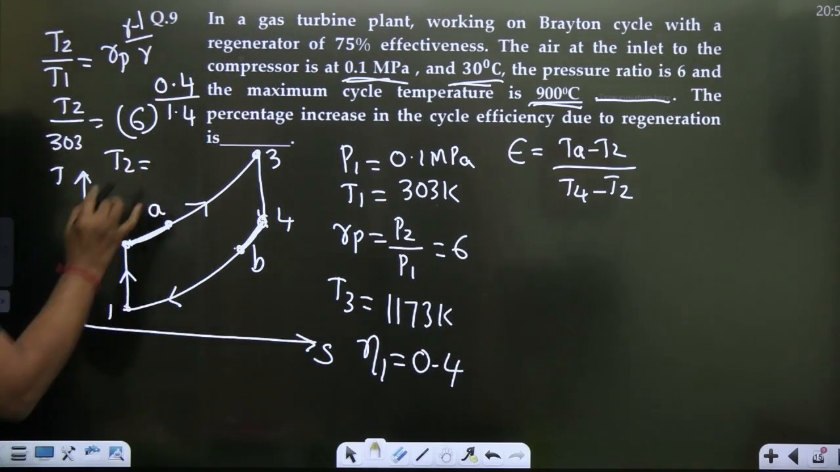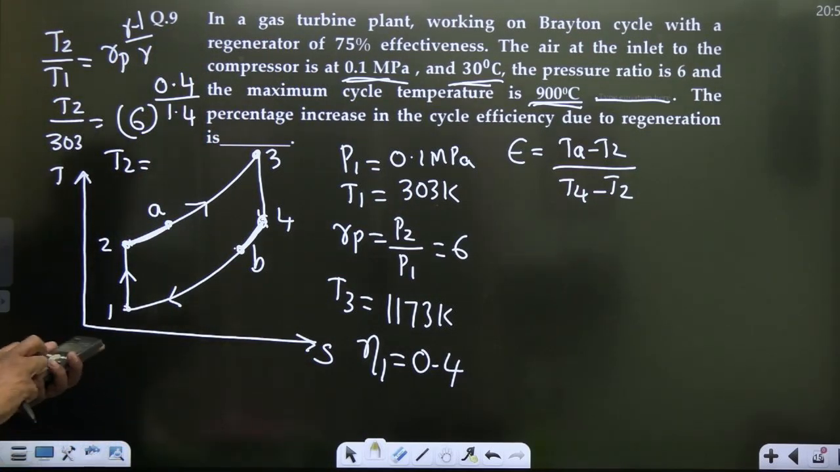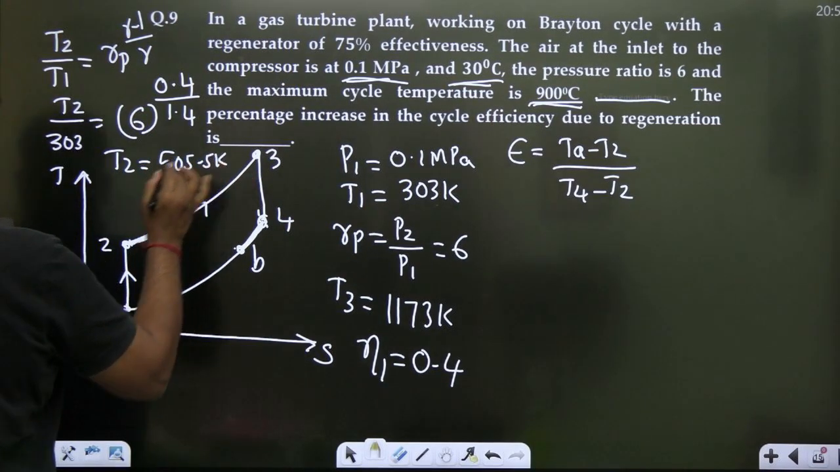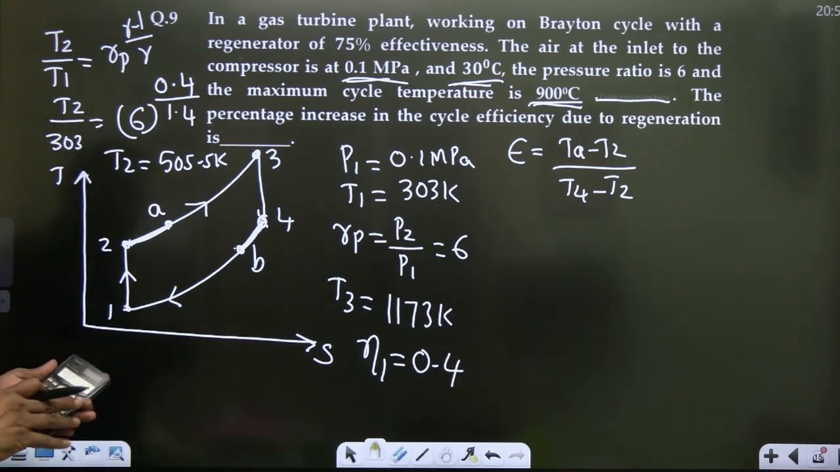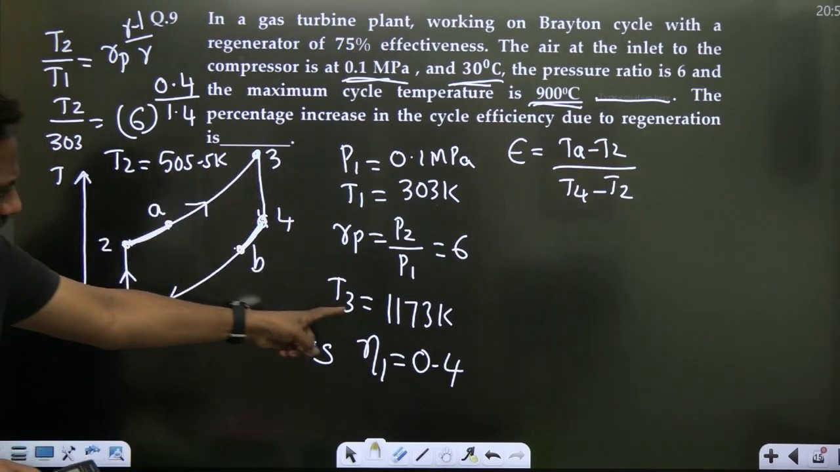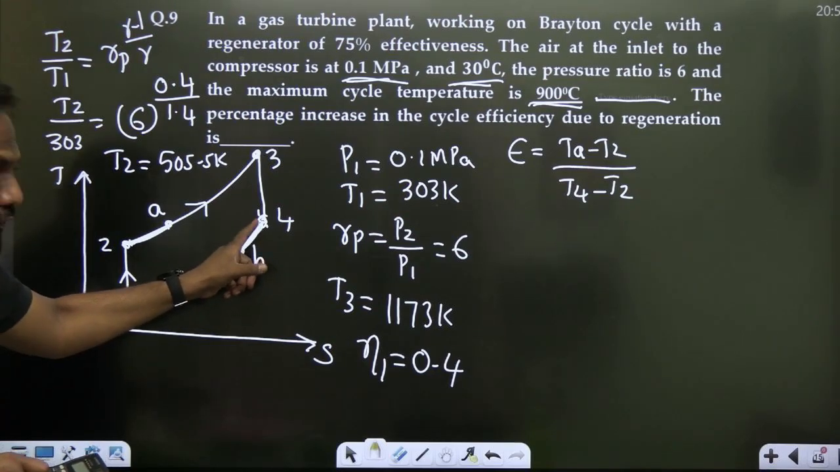So let's calculate the value of T2. 6 power 0.4 by 1.4 into 303. So it is 505.5 Kelvin. T2 is known. Now T3 is already given, the highest temperature. I think I can calculate T4 easily.